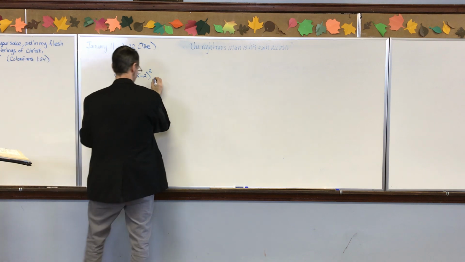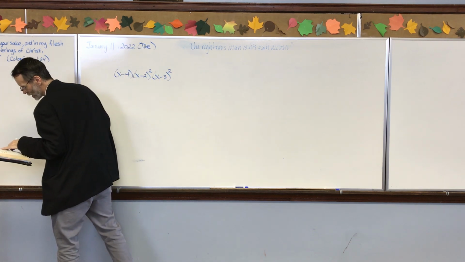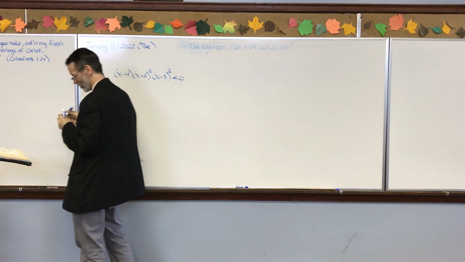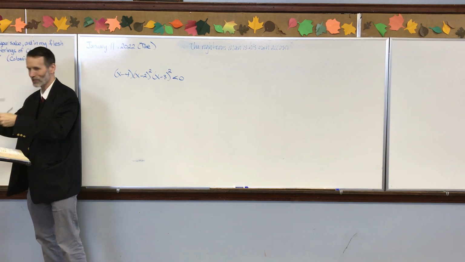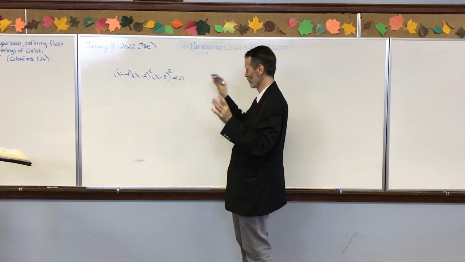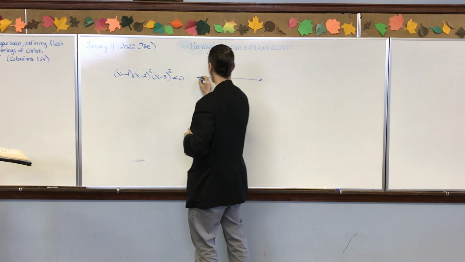X minus 3 squared. This one is a little on the tricky side, I'll show you. There's good news and bad news. The good news is it's already factored, so you don't have to do the synthetic division. Let's run plus or minus notation on it.